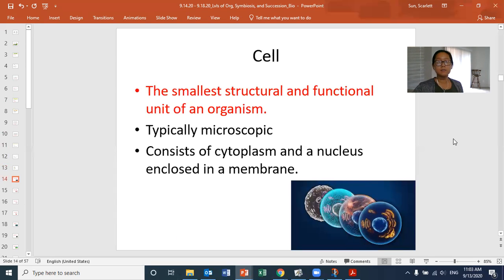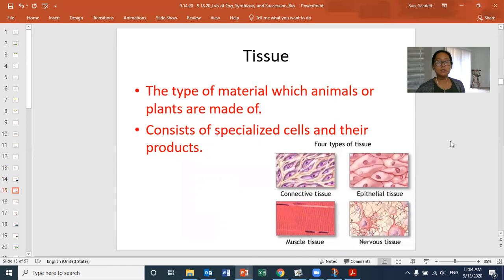Okay, so again, the cell is the smallest structural and functional unit of an organism. It's usually too small, so you can't see it with your eyes, usually. And it has this jelly fluid called cytoplasm, a membrane on the outside, and then a nucleus that's the control center. Tissue is the type of material which animals or plants are made of.